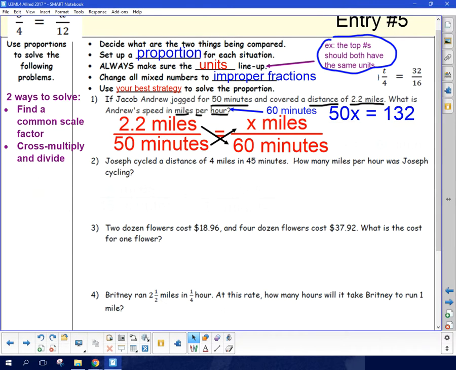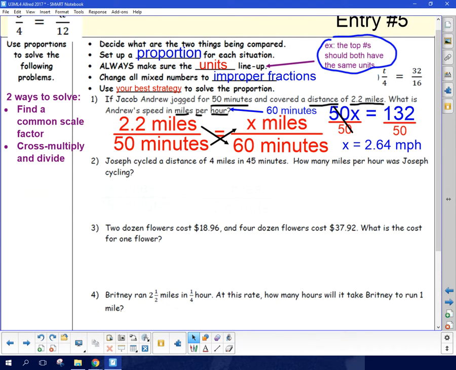And I need to figure out what number I can multiply by 50 to get 132. The best way for me to figure that out is to divide them from each other. And 132 divided by 50 is 2.64, 2 and 64 hundredths miles per hour. So he was jogging about 2 and 64 hundredths miles per hour if he stayed at that constant speed the whole time.